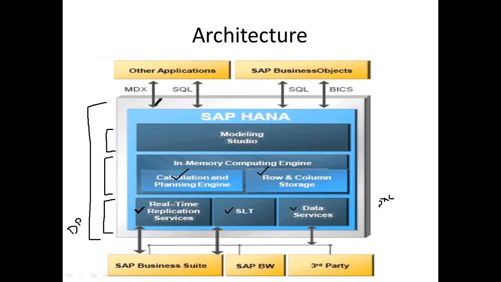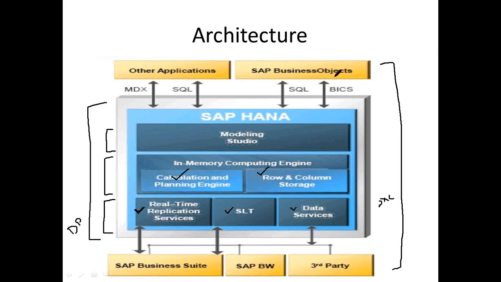Alright, it doesn't have a proprietary reporting tool. It uses different SAP tools, usually the BusinessObjects suite of reporting tools and other applications that can be leveraged on top of SAP HANA for reporting. Alright, so this is the basic architecture of SAP HANA. You should have a high-level understanding of this.